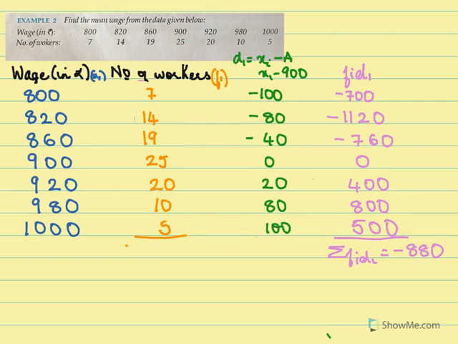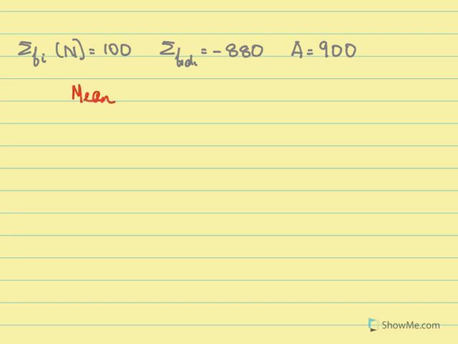The total number of readings is the sum of the fi, which in this case is 100. So now we know summation fi, or total number of readings, was 100. We had sigma fi di, which is minus 880, and we assumed the mean to be 900. Now the formula for mean is a plus sigma fi di over n.